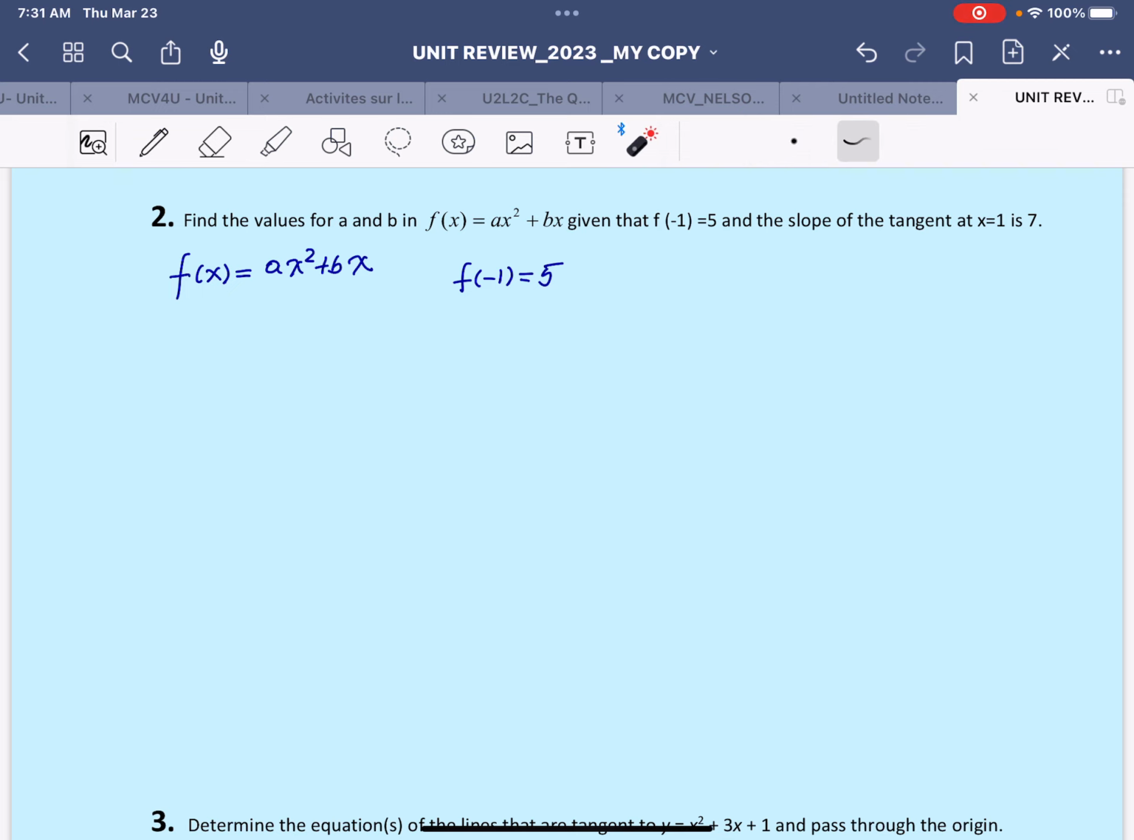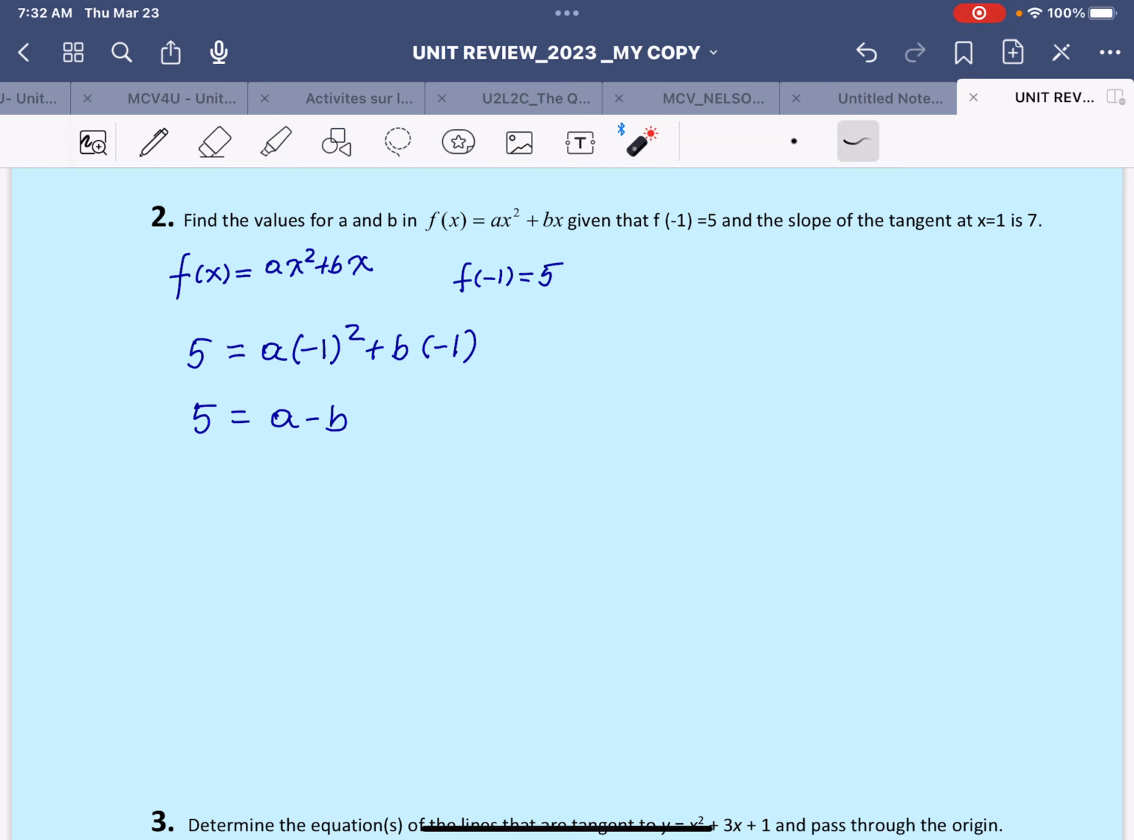So f of x would be equal to 5 when x equals negative 1. So wherever we see x, we replace it by negative 1. And for f of x, we'll write 5. So we have 5 equals a minus b.